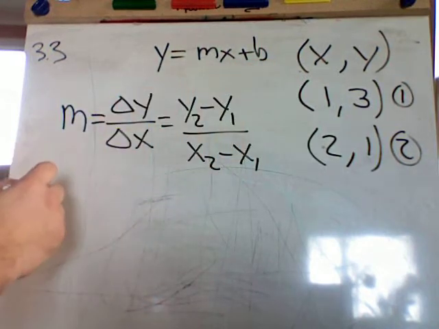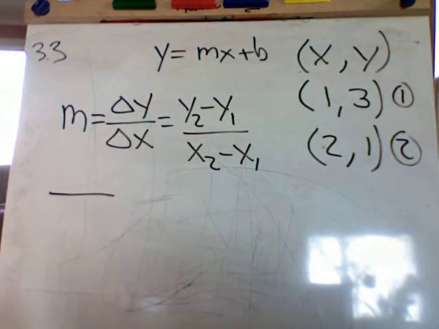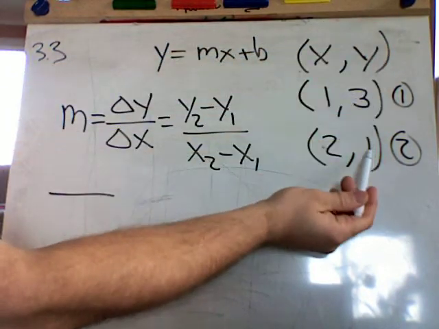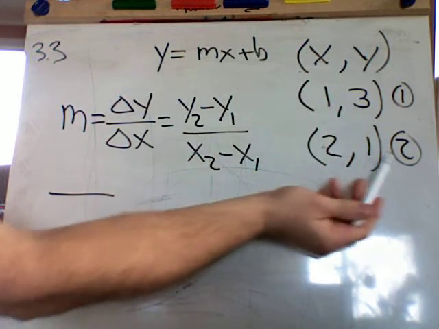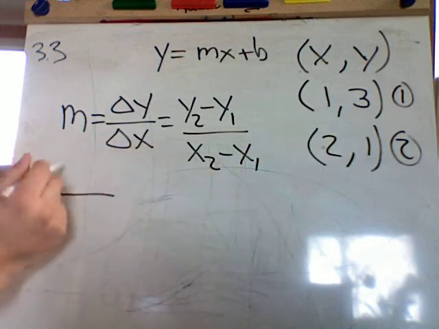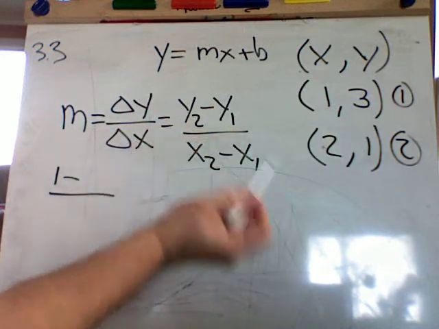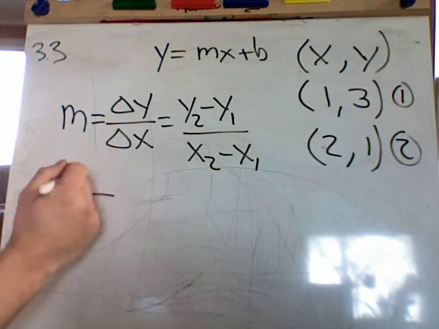So to find the slope, I plug in my y2 value. To find my y2 value, I go to my y, and then I go down to my 2. Okay, so this is the y value of point 2. It's a 1. Okay, now I'm going to subtract my y1. So I go to my y value of my first point. Subtract a 3.